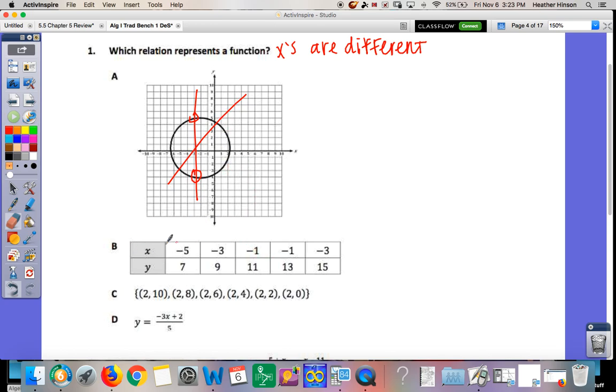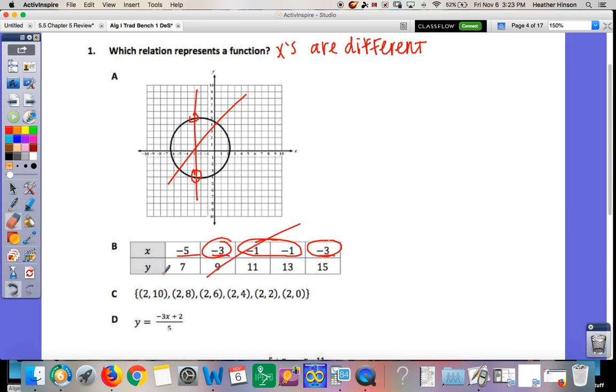For your tables, make sure all your x's are different. How many negative 5s do you have? Just one. How many negative 3s do you have? 2. Same thing with negative 1. You have 2. So that is not a function.